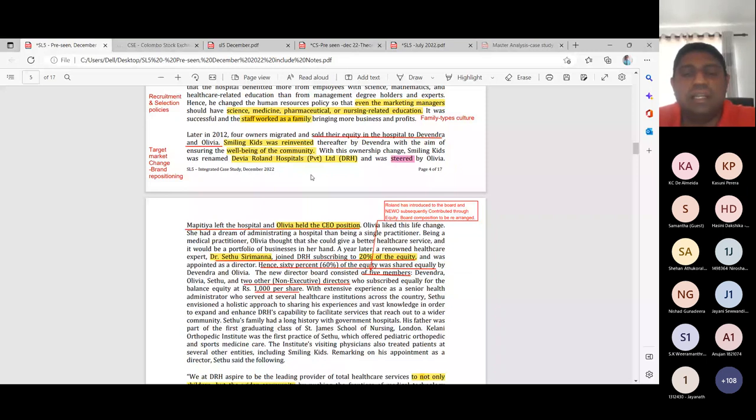A year later, a renowned healthcare expert, Dr. Sethu Siriman, joined DRS, subscribing to 20% equity. Another person joined, no? Sethu Siriman was appointed as a director, and 60% of the equity was shared equally by Devendra and Olivia. That means 30%, 30%, and 20% for Sethu Siriman. There's a balance of 20%. The new director board consists of 5 members: Devendra, Olivia, Sethu and two other non-executive directors who subscribe equally for the balance equity at 100 per share. Equally means that the balance 20% shares are owned by these two people.